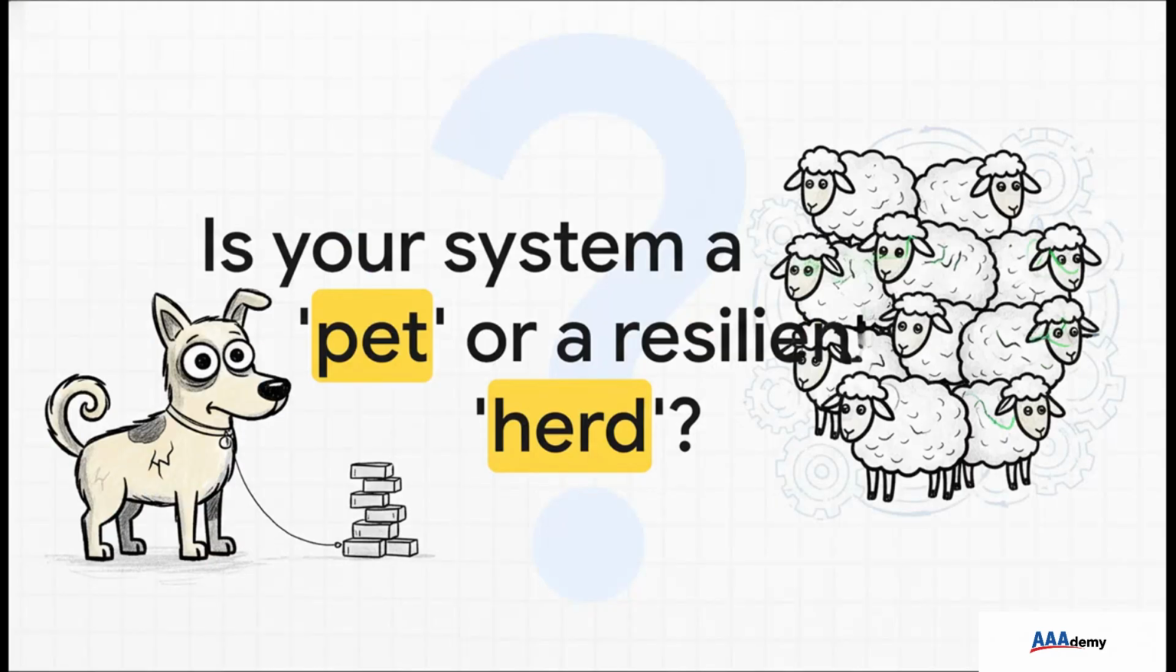So as we wrap this up, I want to leave you with this one question to think about. When you look at the digital world around you, the services you depend on every day, are they built like fragile, one-of-a-kind pets, or are they designed as a resilient, self-healing herd of cattle? Because really, the answer to that question tells you everything you need to know about modern IT architecture.